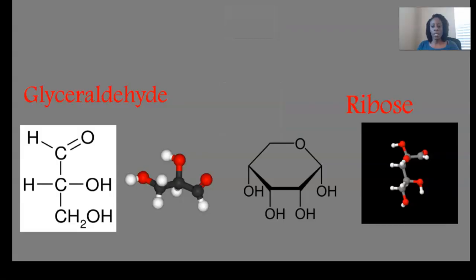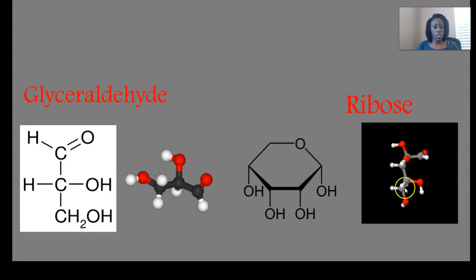Okay, so these are just some images of the 2 sugar molecules that we just looked at, glyceraldehyde and ribose. So here you see the linear structure for the glyceraldehyde. Again, this is a triose, 3-carbon sugar. And here is kind of a 3D or ball and stick representation. So the black circles here are representing our carbons. We see the white circles for the 6 hydrogens and then the 3 red oxygen circles.